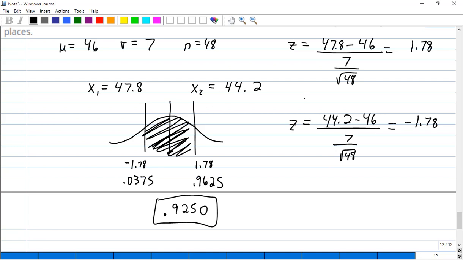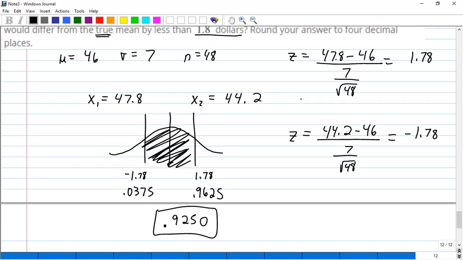So if you have a homework problem that wants to know a probability about your sample mean differing by a value, you have to add and subtract that to the mean that they give you. And that's your two x values. Then use your z-score chart to find both z-scores, and we're finding the area between the two.